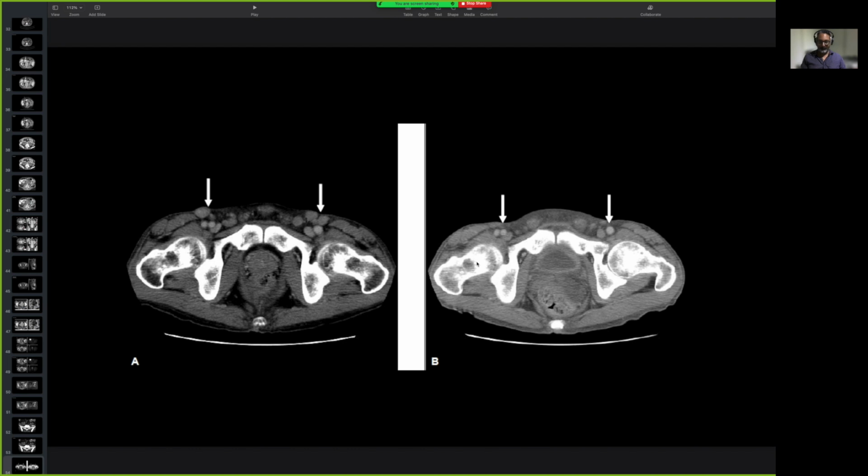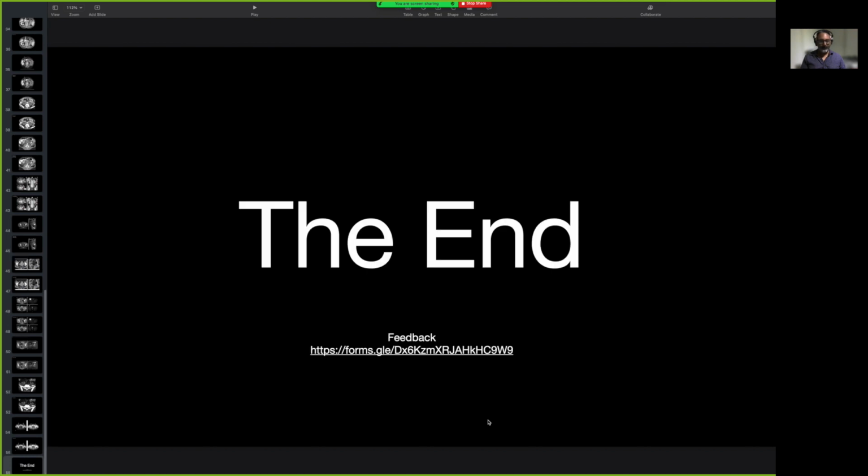And where are these? So they're in the lower limb. And these are inguinal nodes. And I think that's it.